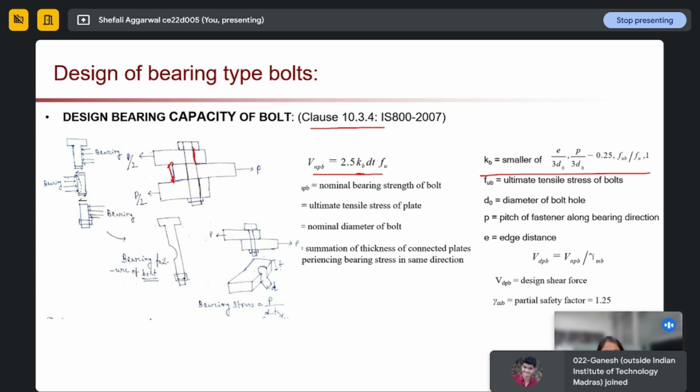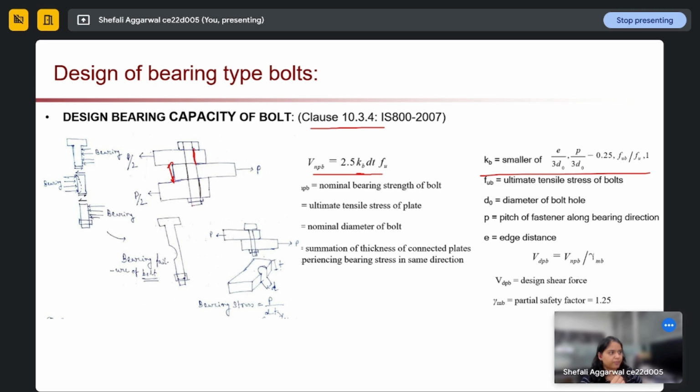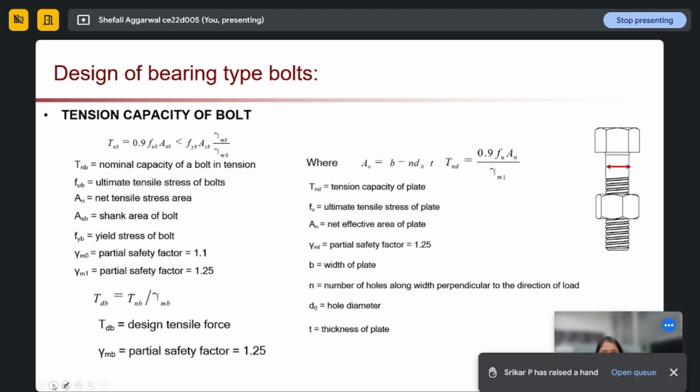There are two diameters. One is d, the diameter of bolt, this one. And d0 is the diameter of bolt hole, that means this one in the plate which we have. So this is the nominal bearing strength. If we have to go for design bearing strength, then we will divide it by the factor of safety. Okay.